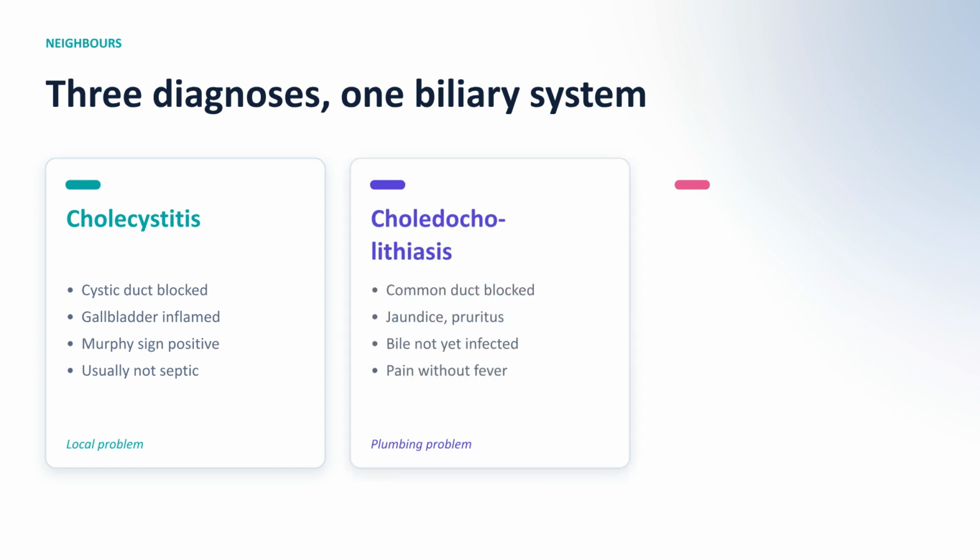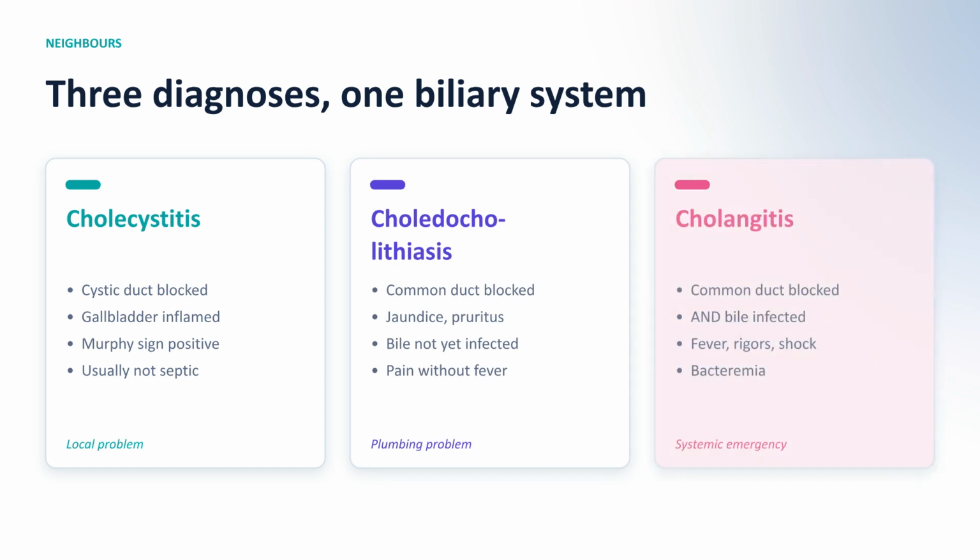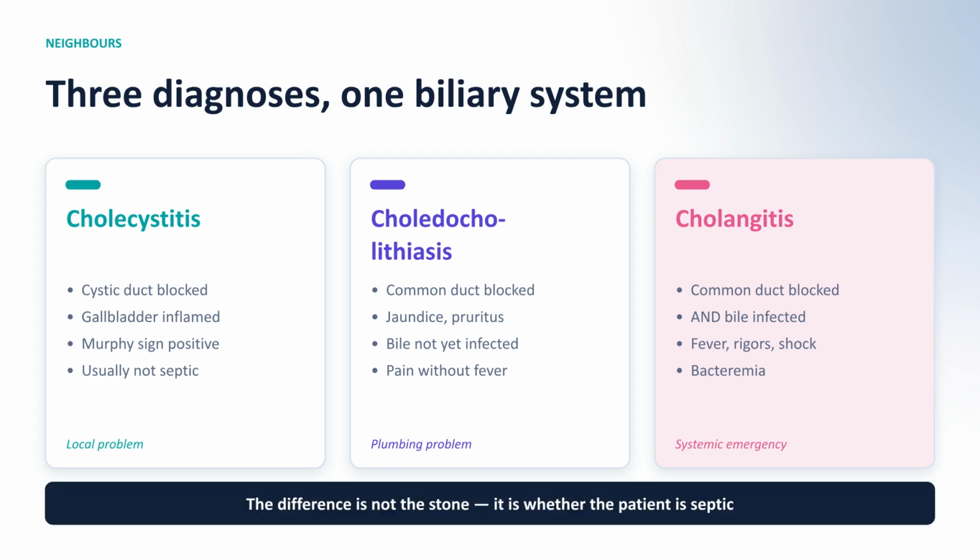Cholecystolithiasis is a stone in the common bile duct. The patient obstructs and turns yellow and itches, but the bile is not yet infected. Cholangitis is that same obstructed duct, with bacteria growing behind it. The difference between the last two is not the stone. The difference is whether the patient is septic. Jaundice plus pain is a duct problem. Jaundice plus pain plus fever is a duct emergency, and it is managed on a different clock.